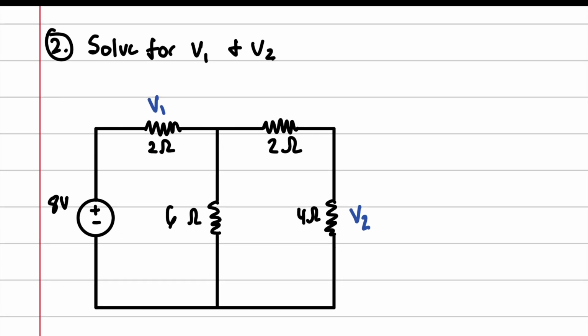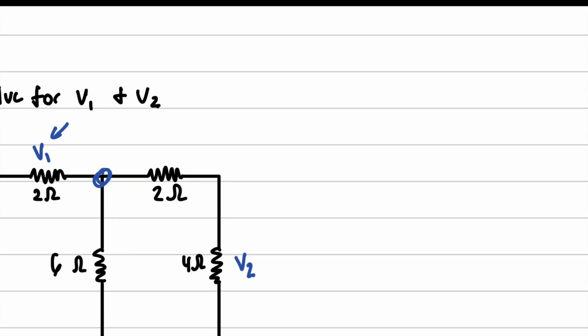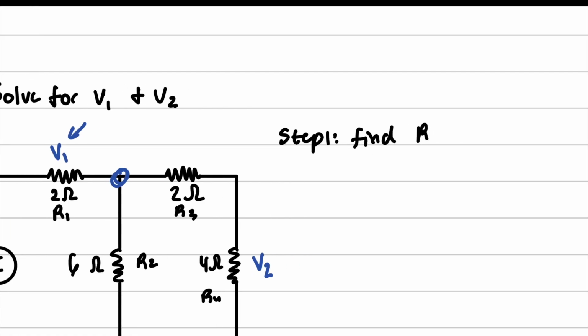So first of all, we want to find V1, right? So that means we're going to have a voltage divider between this resistor right here and this configuration right here, okay? So what are we going to do? Well, we're going to find the equivalent of these resistors right here. Okay, so step 1, find, and we can call this R1, R2, R3, and R4. So find R2, 3, 4.